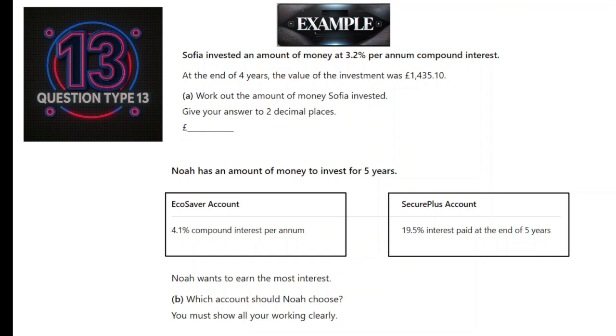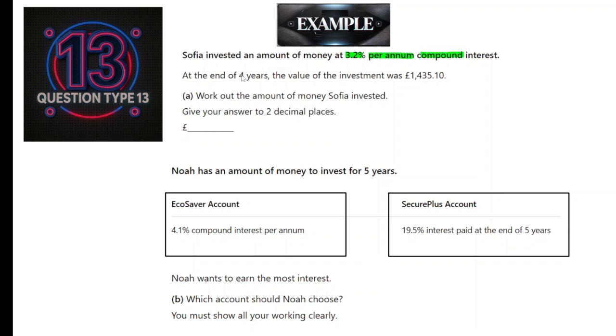Here's the 13th question type of our GCSE exam style question series. This question is about compound interest. In question number 12, we discussed simple interest, and this one is about compound interest. You can get a couple of different variations of these questions, and in this video, we are going to discuss one type. Sophia invested an amount of money at 3.2% per annum, compound interest.